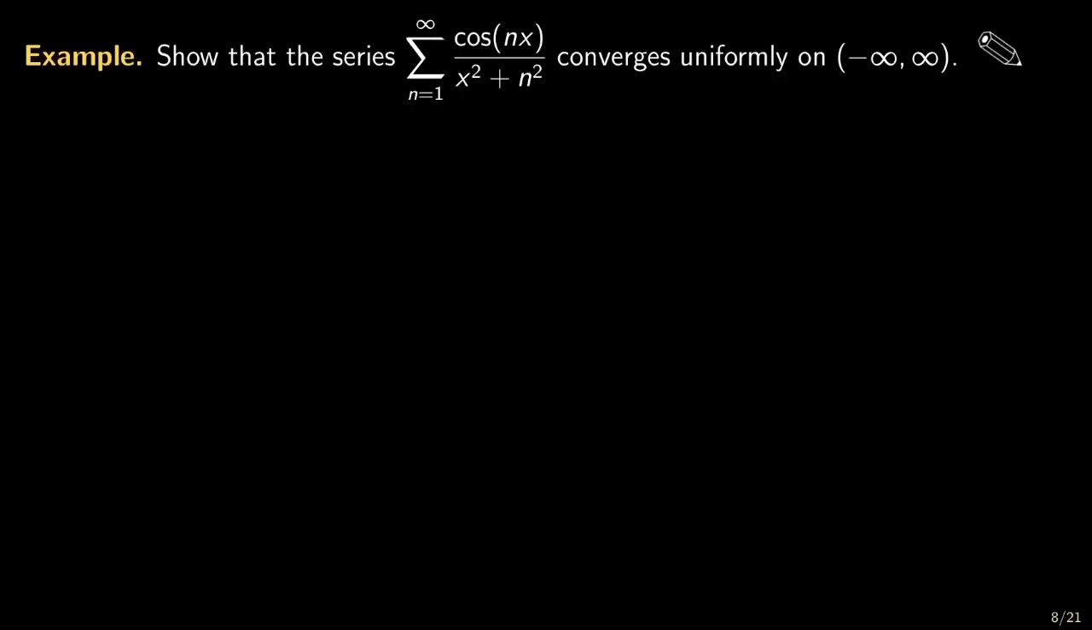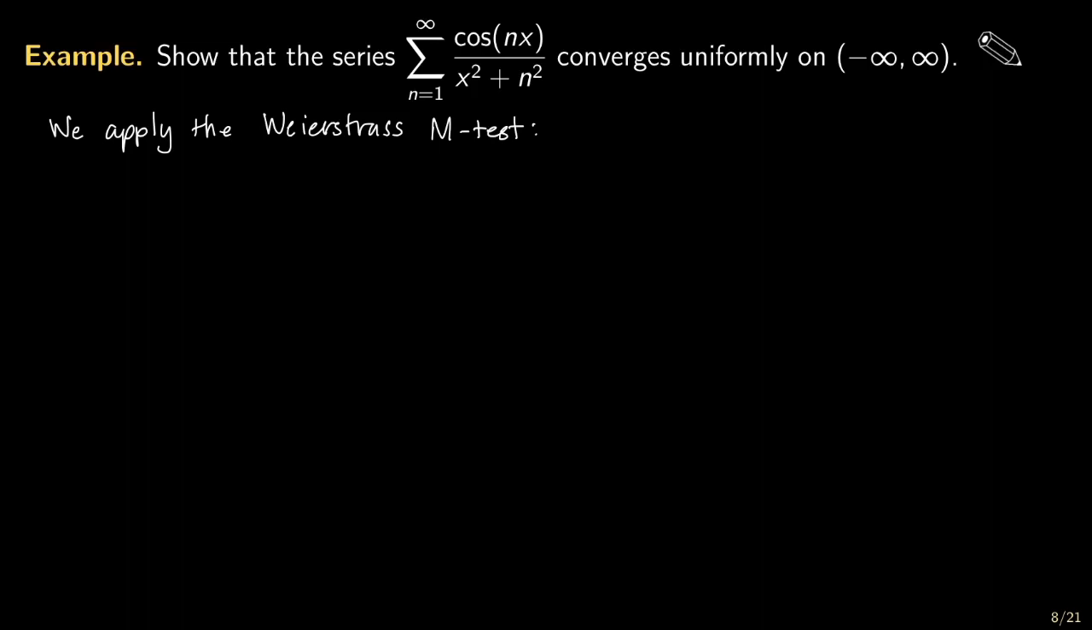To illustrate the use of the Weierstrass M-test, let us consider this example. Show that the series of functions, summation of cosine nx all over x squared plus n squared, from n equals 1 to infinity, converges uniformly on the entire real number line. So here we apply the Weierstrass M-test.